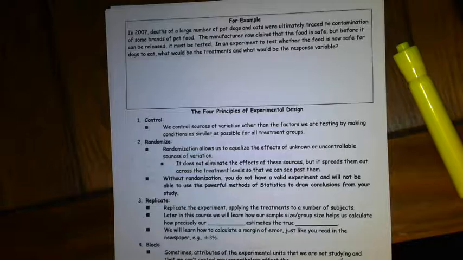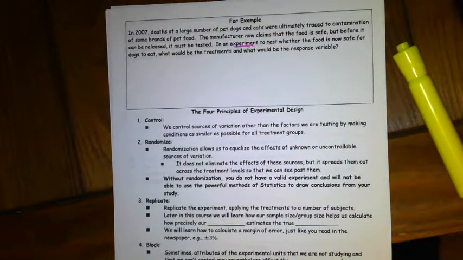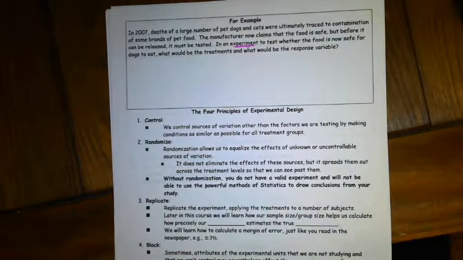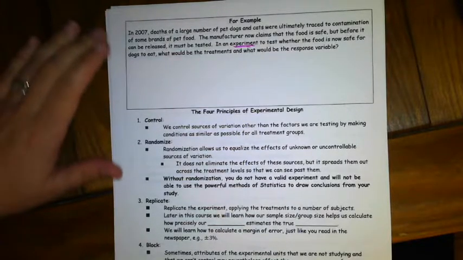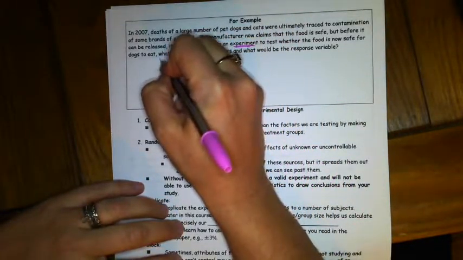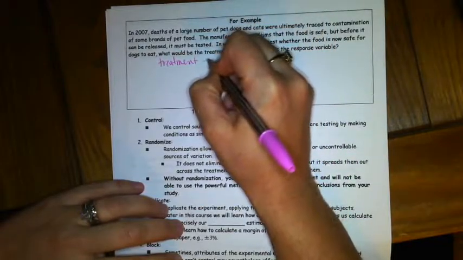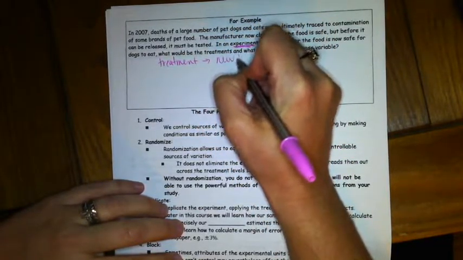The manufacturer now claims that the food is safe, but before it can be released, it must be tested. So we're going to conduct an experiment to test whether the food is now safe for dogs to eat. What would be the treatments and what would be the response variable? One thing that students kind of confuse here is that they think that the treatment is just going to be the new dog food.